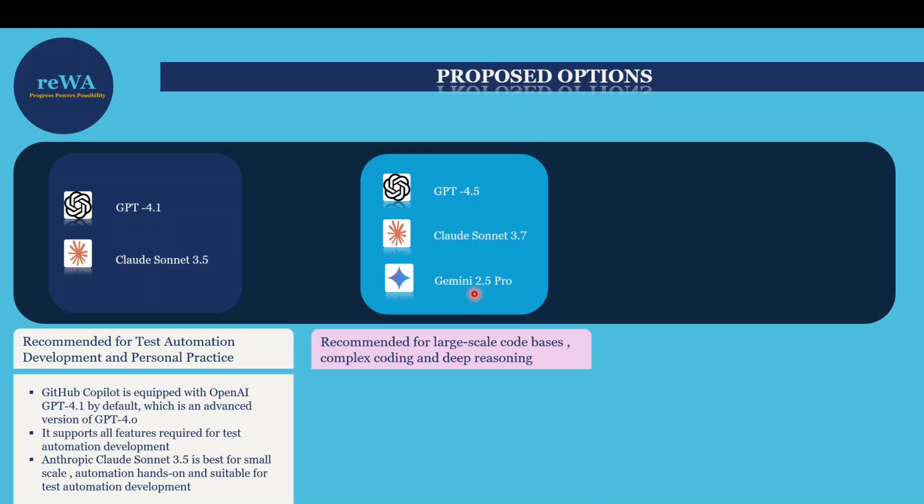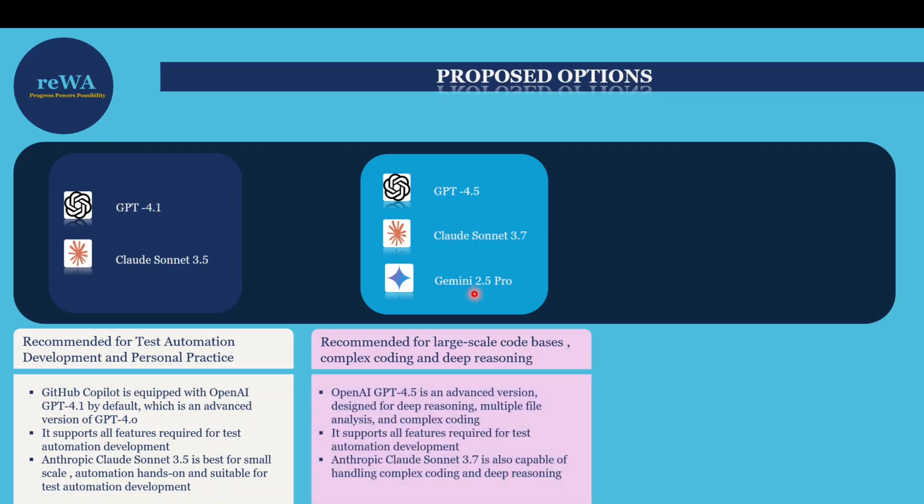Okay, so that is quick insight. Out of all, 4.5 and the advanced version puts all the features required for test automation development as well. Even Sonnet 3.7 supports all of them.